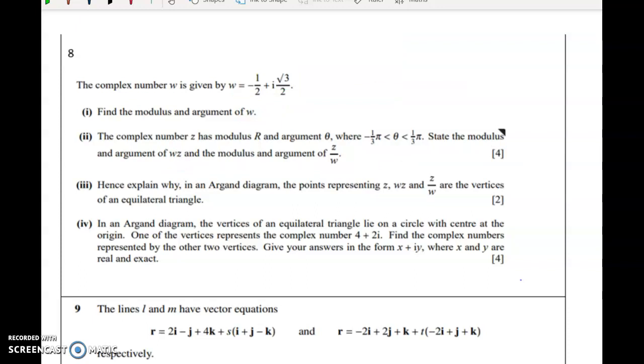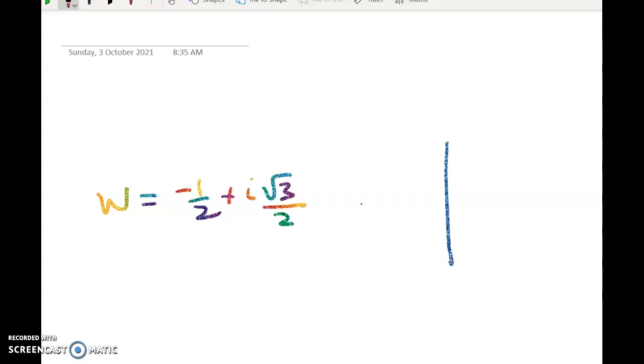We'll just open up a new page. Right, so we've got w is equal to -1/2 plus i times √3 over 2. So sketching it shows us straight away that we're here and we're up here. So this is -1/2 and this is √3 on 2 up here.